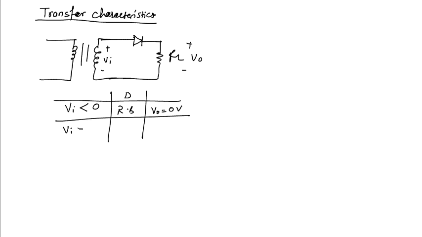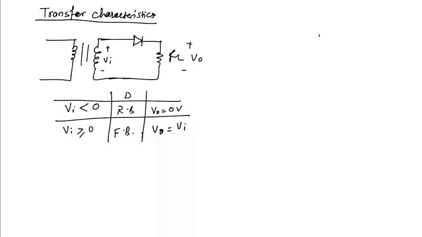Second case, if Vi is greater than or equal to 0 volt, this diode will operate in this circuit. That is, diode will be forward biased. If the diode is forward biased, there will be a voltage at the output which will be equal to input. If the winding resistance, winding drop and diode drop are neglected, then output will be input voltage.